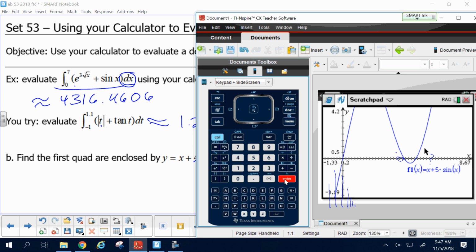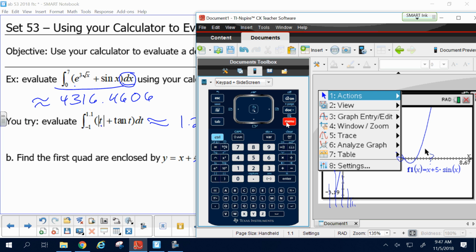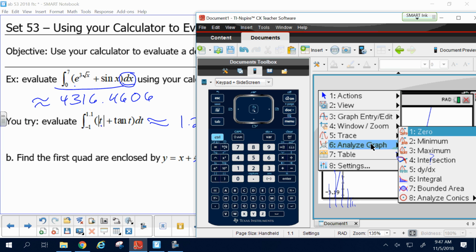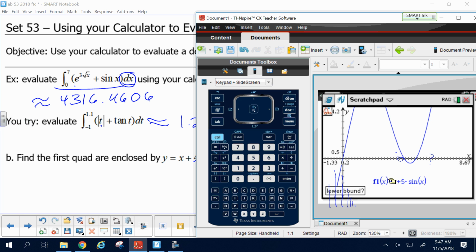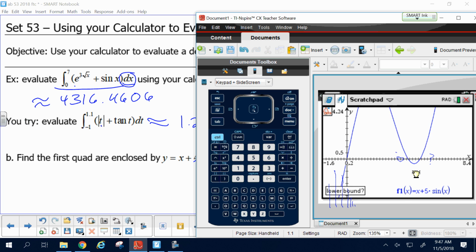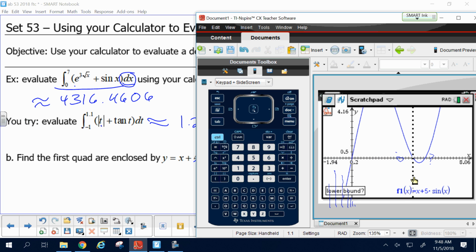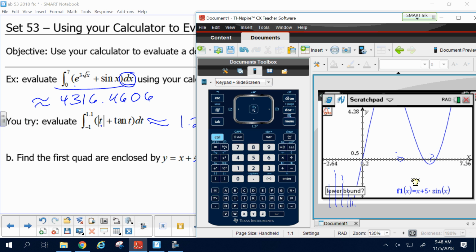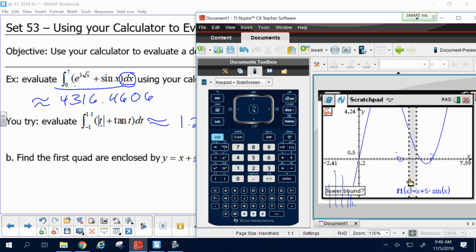All right. Now, we want to find the first quadrant area. So do we want the left-hand 0 or the right-hand 0? The left-hand 0. Menu, analyze graph, 0, and I'm going to go a little to the left and a little to the right. And you get a 0 at 4.10462.